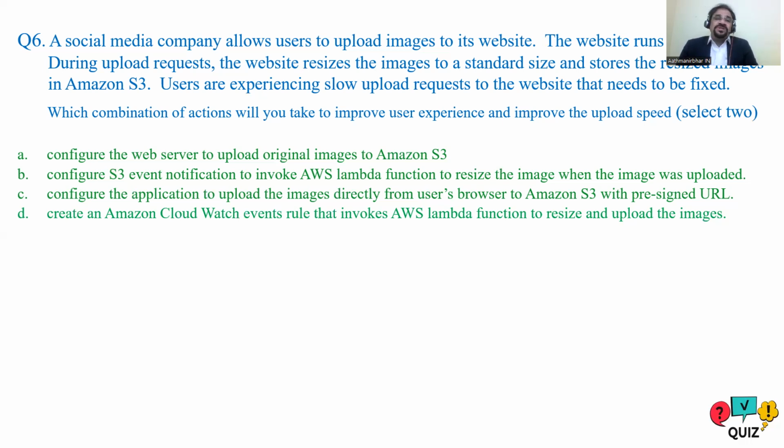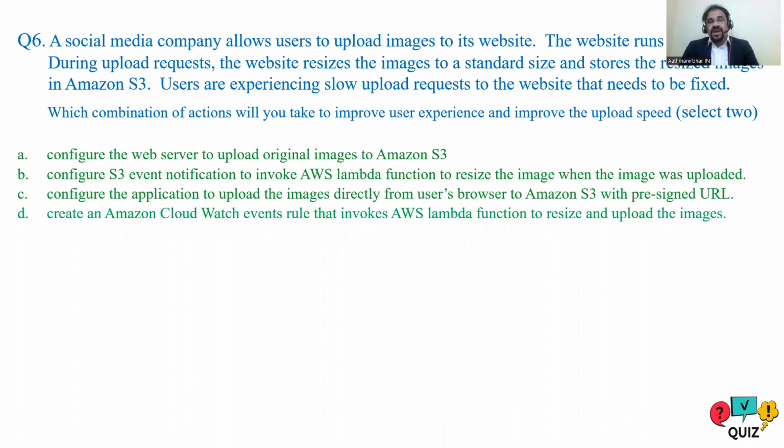We have 4 options to go with. There are 2 correct answers we need to pick. All right, let's evaluate. Let us evaluate option A: configure the web server to upload original images to Amazon S3. Let us try to understand how this particular feature works.